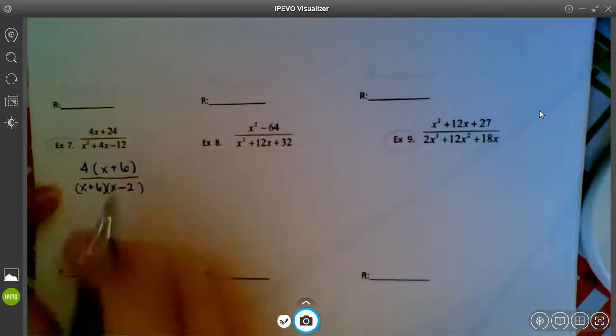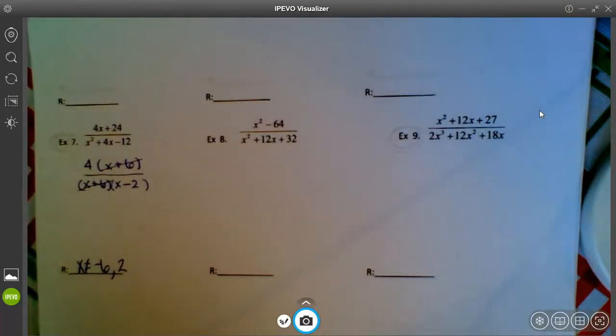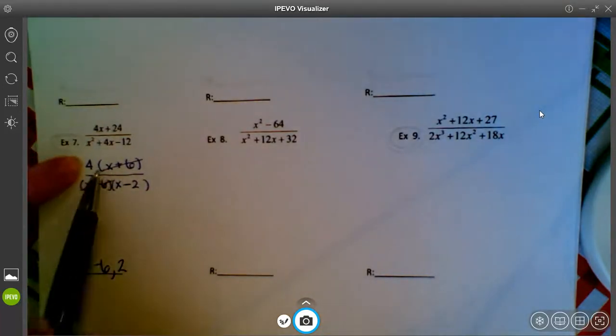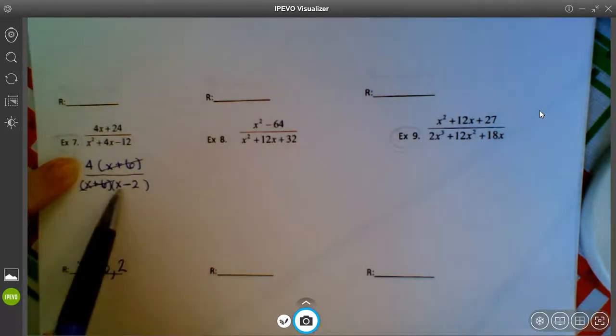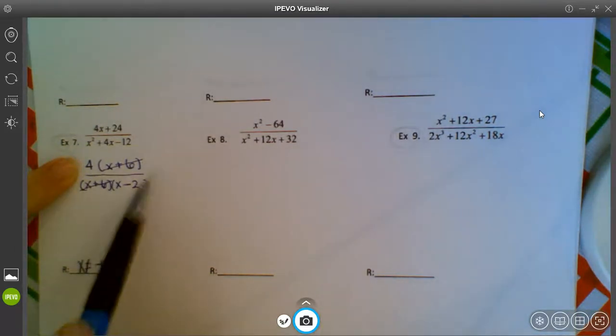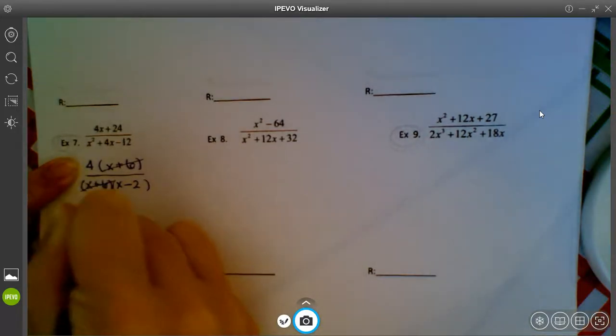Then I need to eliminate. Well, there's an x plus 6, there's an x plus 6. Note, I'm not reducing the 4 and the 2 because negative 2 is married to x. So I can only cross out x minus 2 if I had another x minus 2. So this is just 4 over x minus 2.